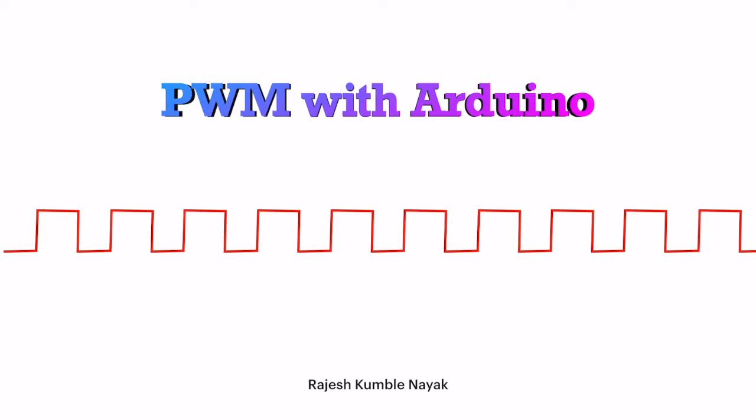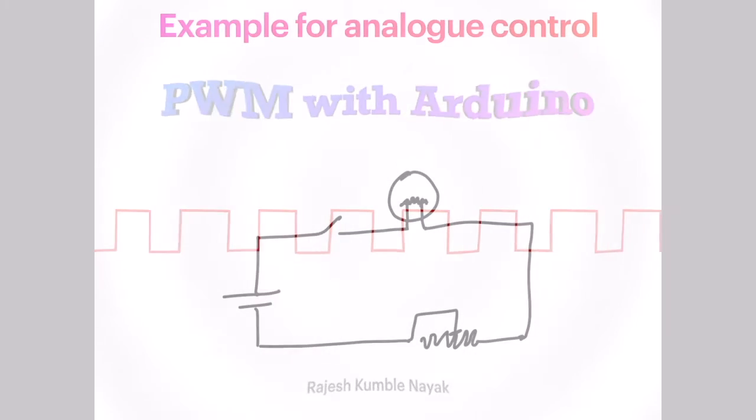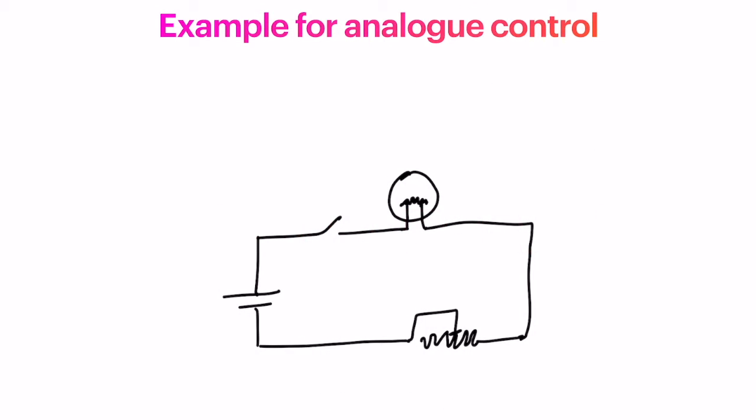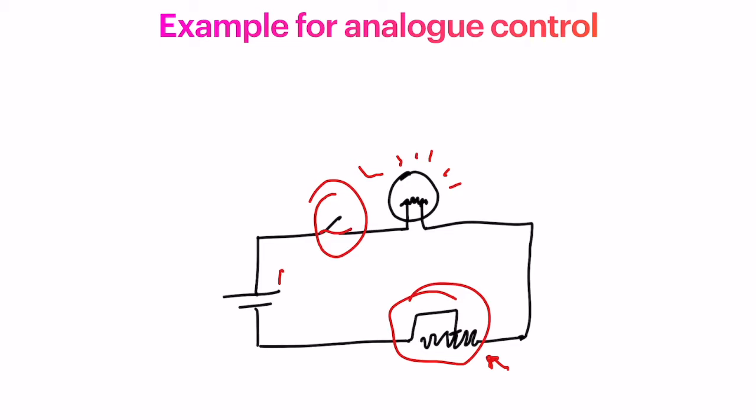Let's start with the basics of pulse width modulation. First, let's start with an example of analog control. Analog control can be simply viewed with the following circuit, where you have a filament lamp connected in the circuit. You have a switch here and a resistance. The battery is supplied. When the switch is closed, you will have your light glowing, and the brightness of the lamp can be controlled with this variable resistance. So you can make it dim or bright, a fairly simple analog control.